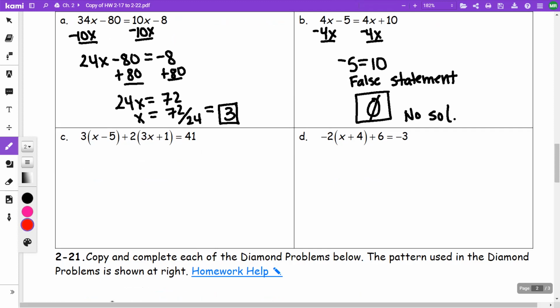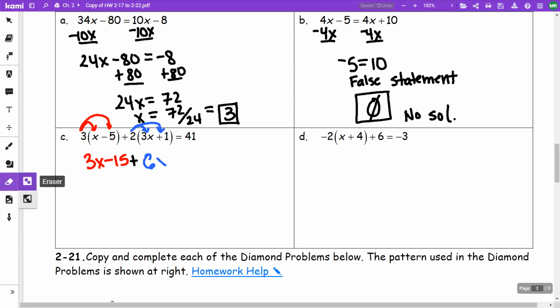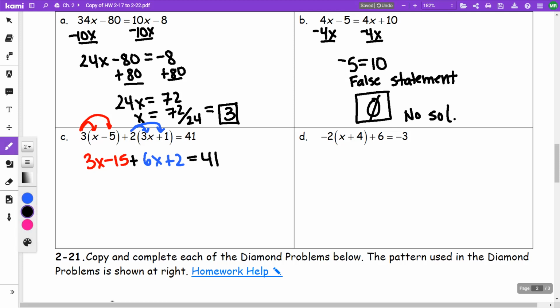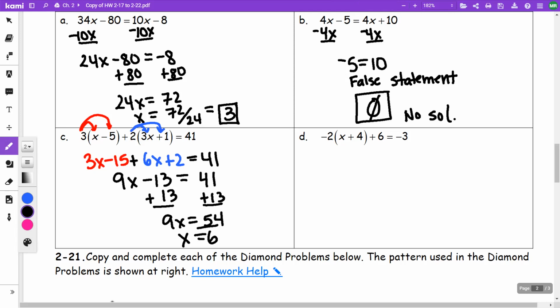On C, I'm going to distribute the 3 here, and I'm going to get a 3x minus 15, plus I'm going to distribute the 2 here, and I'm going to get a 6x plus 2, make sure you're distributing to both things, is equal to 41. Now I'm going to clean up my left side. So I'm going to get a 9x minus 13 is equal to 41, and solve from here. Adding 13, get 9x is equal to 54, and I end up getting x is equal to 6.